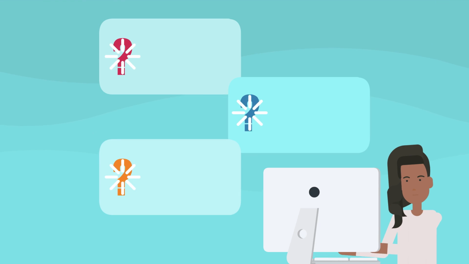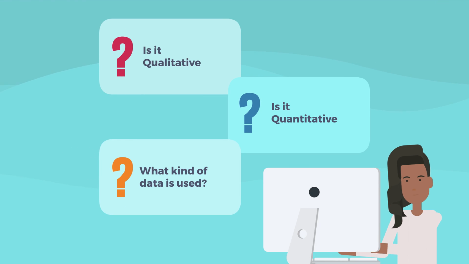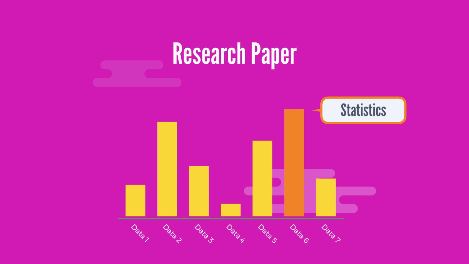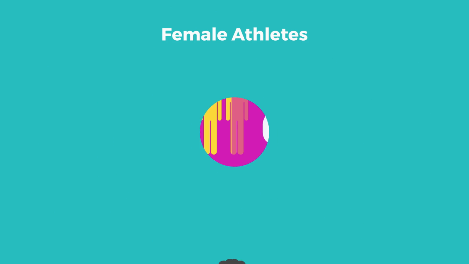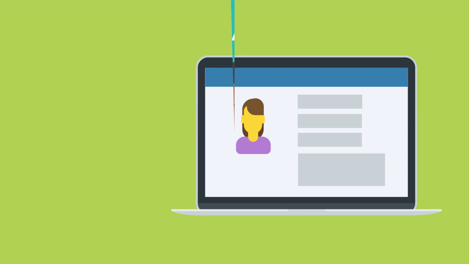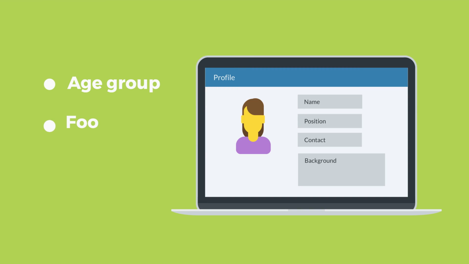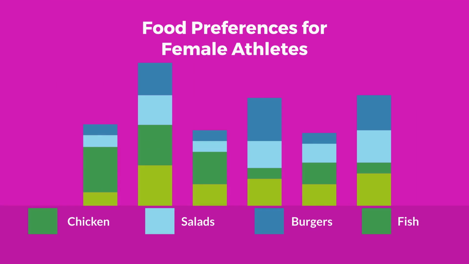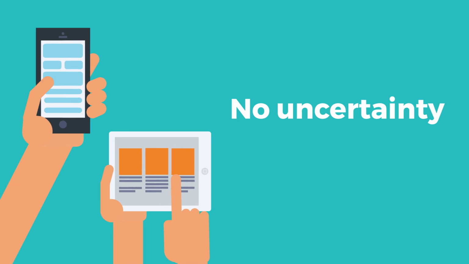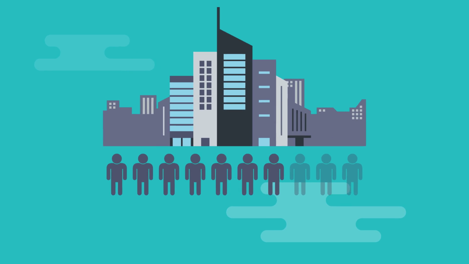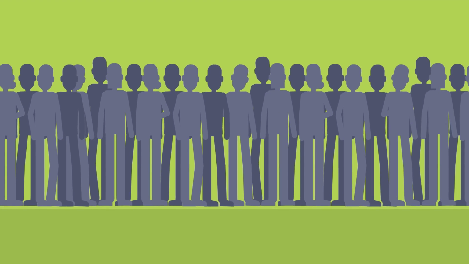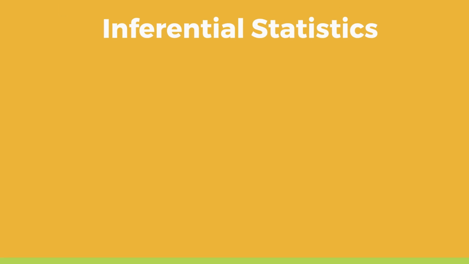It's important to identify whether the data in your research paper is quantitative or qualitative, as this affects the statistics that can be produced. Descriptive statistics describe a sample. You first take a group that you're interested in, record data about the group members, and then use summary statistics and graphs to present the group properties. With descriptive statistics, there is no uncertainty because you're describing only the people or items that you actually measure. You're not trying to infer properties about a larger population.